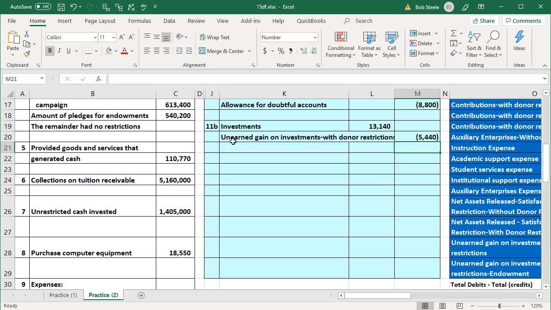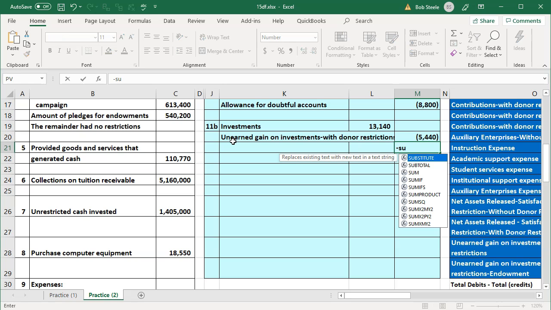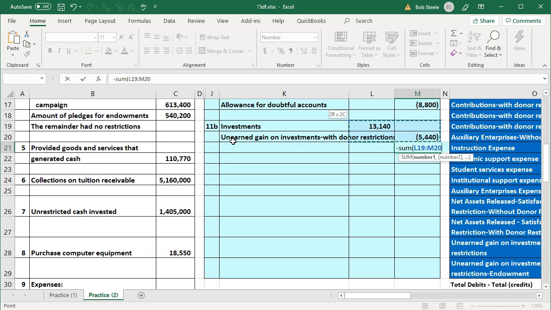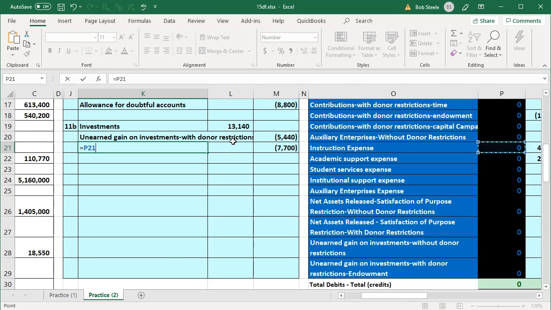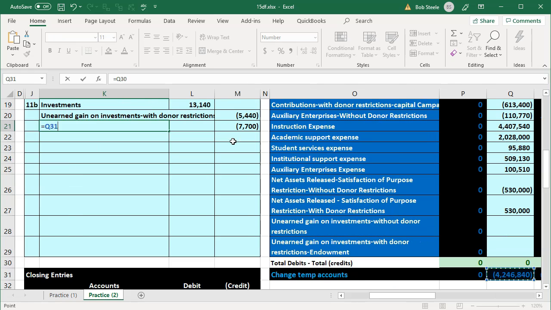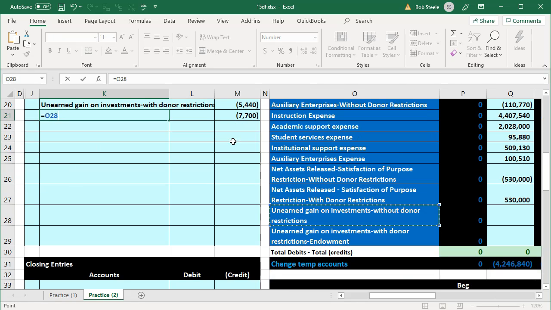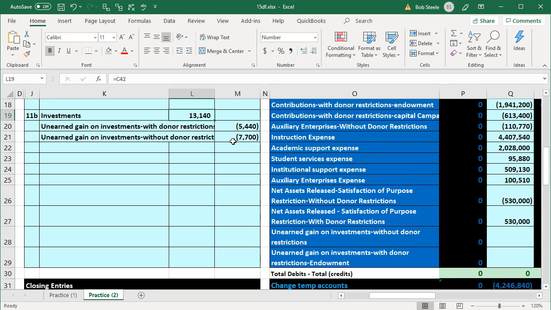And then we have the plug formula, which is going to be the difference, the amount that does not have restrictions. That's going to be our trusty plug formula, the trusty negative sum of those two numbers. That's the amount that will be unrealized gain that will have no restriction, otherwise known as without restrictions. So unrealized gain on investment without restrictions, and there we have it. There is our transaction. Let's go ahead and post this out.